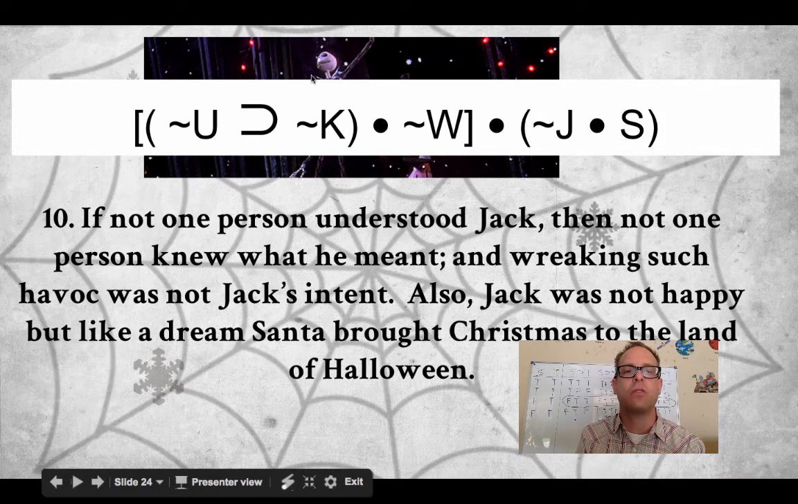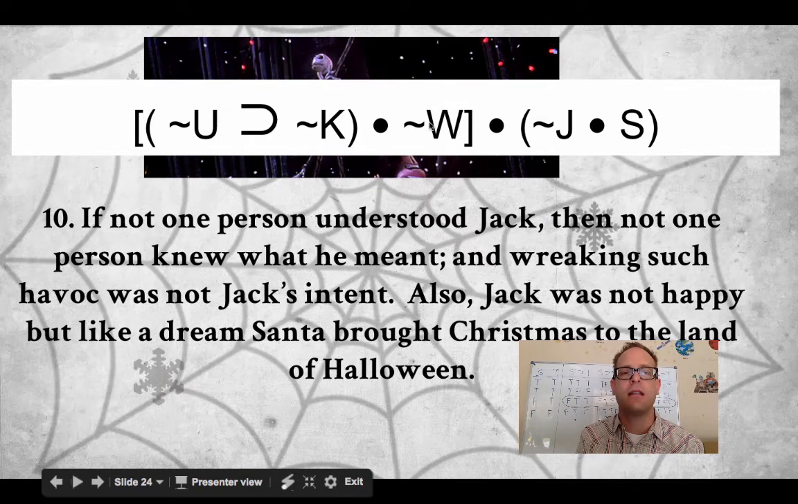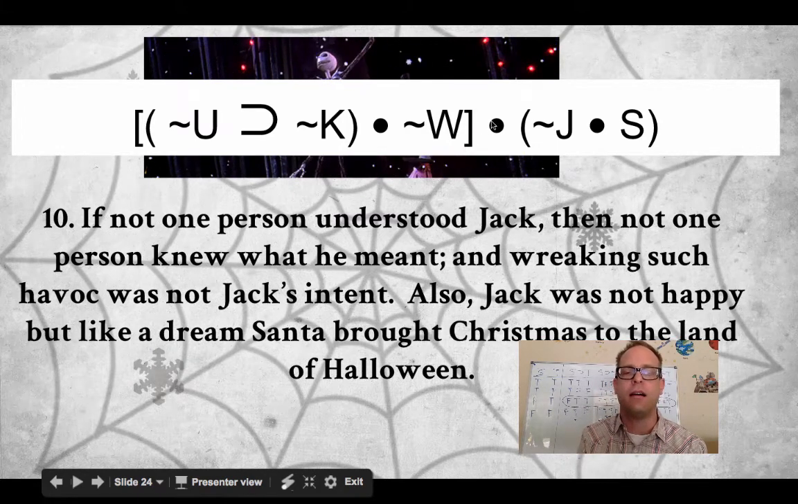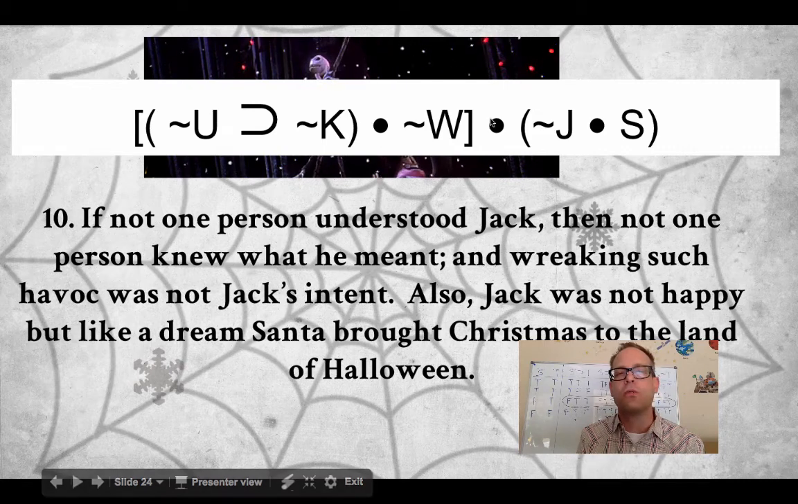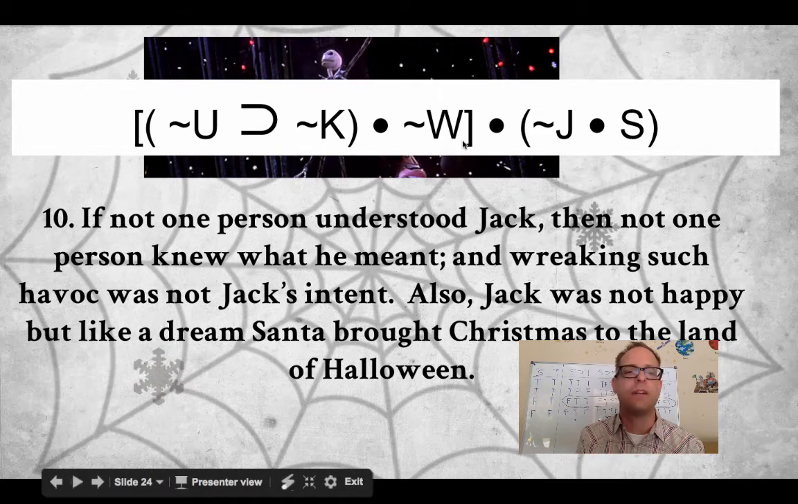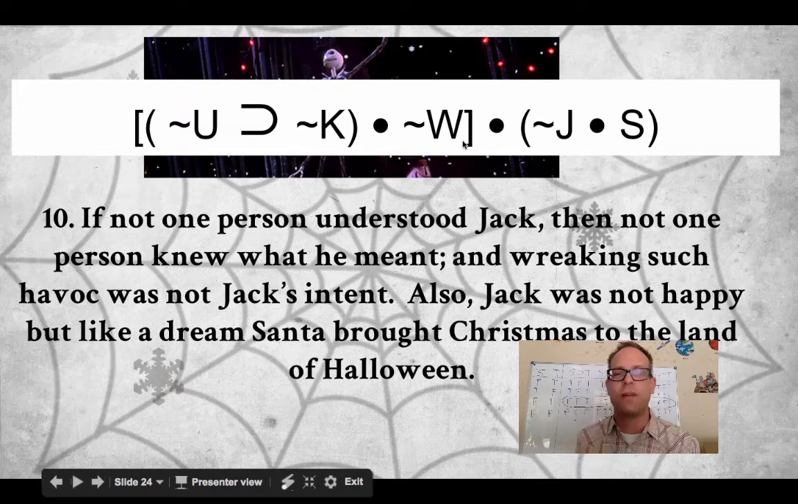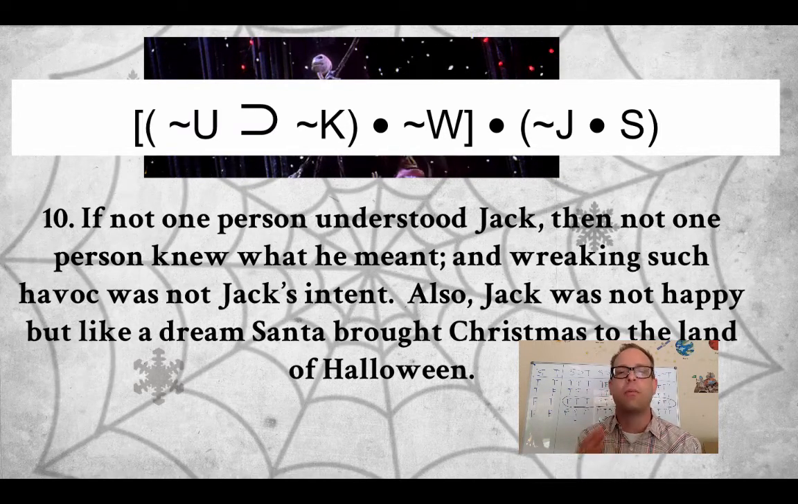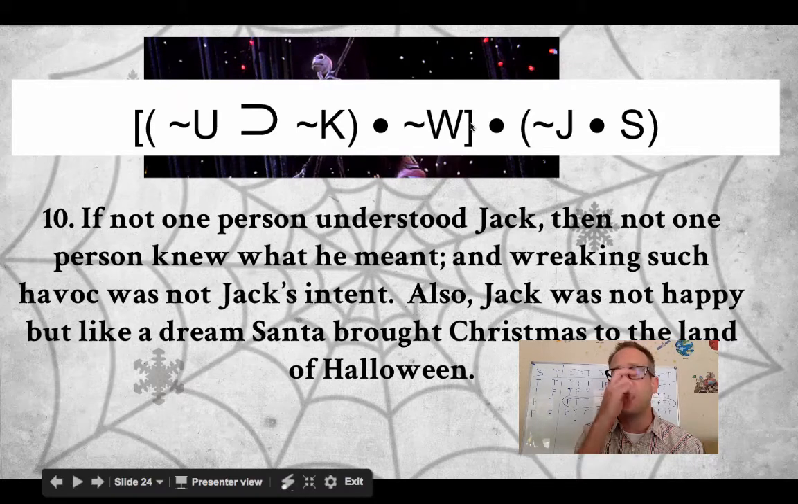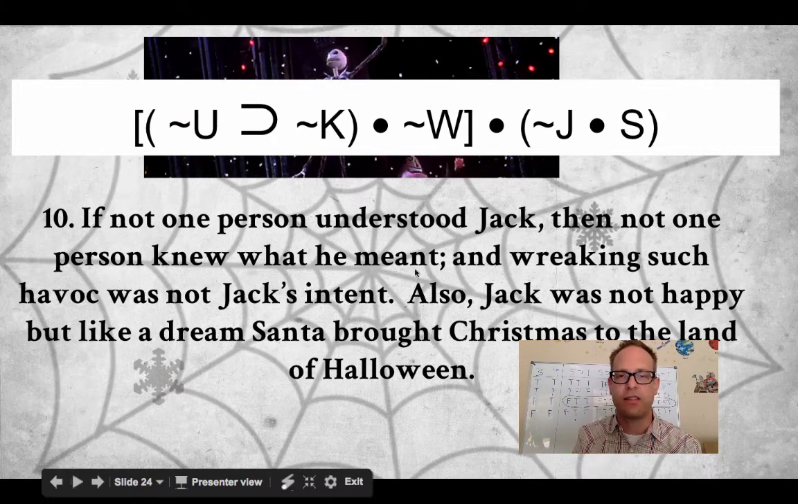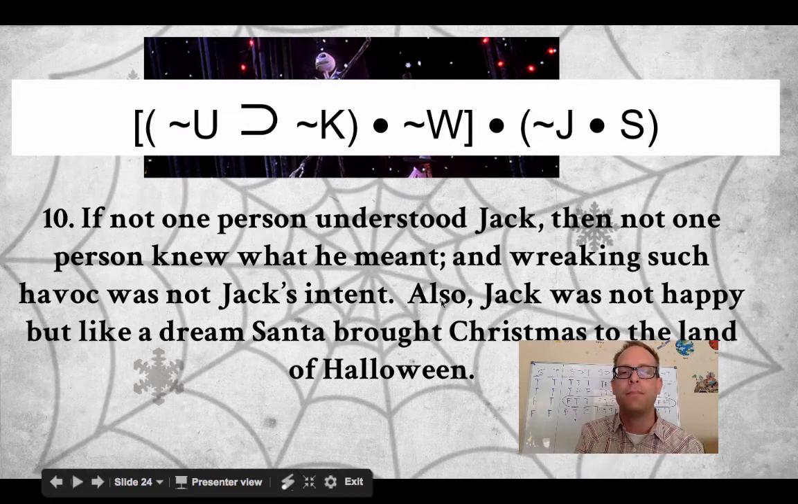Okay, now we have the semicolon, which says, hey, these babies here are on their own. They're on their own. And wreaking such havoc was not Jack's intent, period. So dot for the and. Wreaking such havoc was not Jack's intent, not W. Close it off with a little bracket. It's fine. You can do that. There are specific rules regarding brackets and parentheses, but for our translations at this level, it's just meant to make it look a little bit easier. So I'm not going to be as strenuously detail-oriented with regard to brackets versus parentheses. As long as you're balanced out, you're okay.